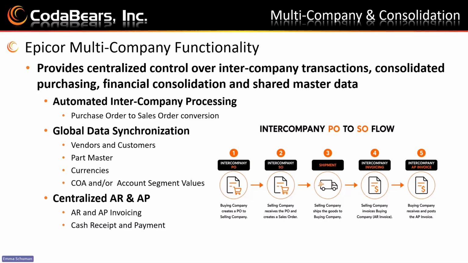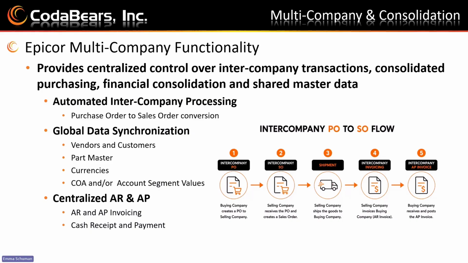Another major benefit is global master data. Instead of maintaining vendors, customers, parts, currencies, or account segments or GL accounts multiple times, businesses can synchronize those records across multiple companies. So a parent could create these records and send them off to the child company. They could do updates and push those updates to the child company. The child company does have the ability to block those changes if they don't want to get those updates into their system, into their company.